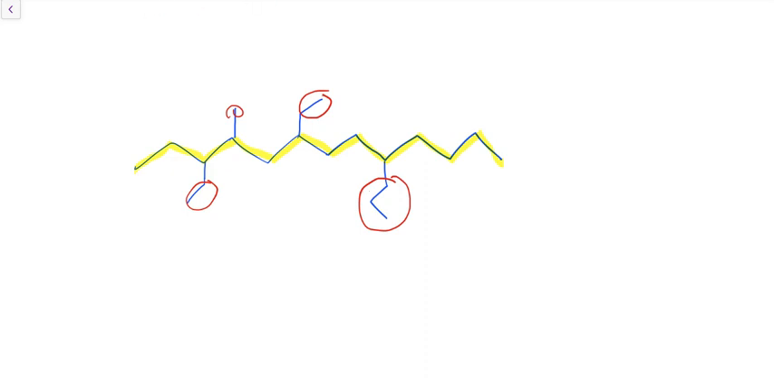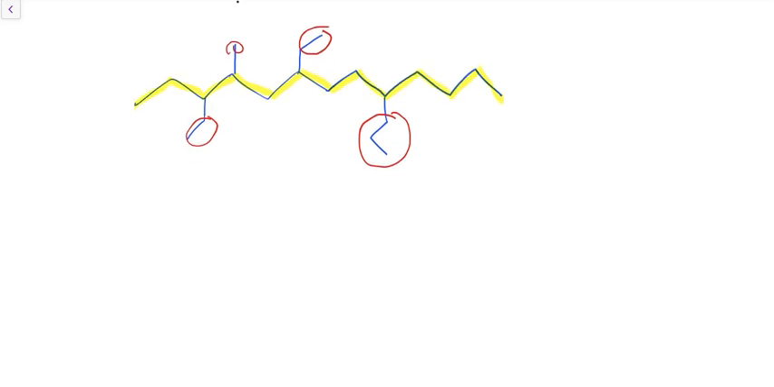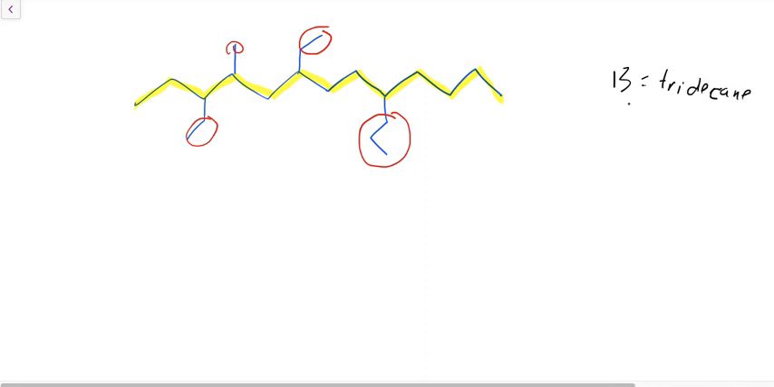So let's give it a shot. See what we can come up with. Move that up for you a little bit. So long chain: 1, 2, 3, 4, 5, 6, 7, 8, 9, 10, 11, 12, 13. 13 carbons equals tridecane. Okay, so the parent chain is going to be tridecane.